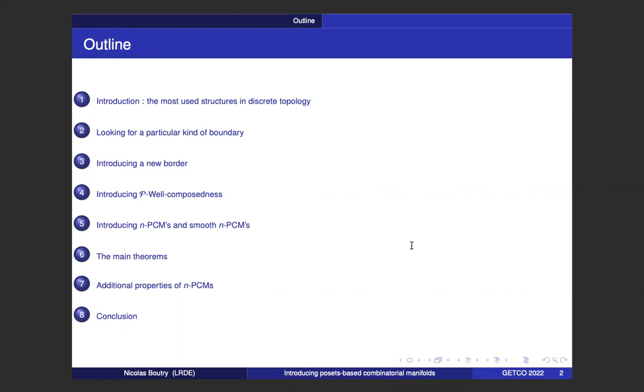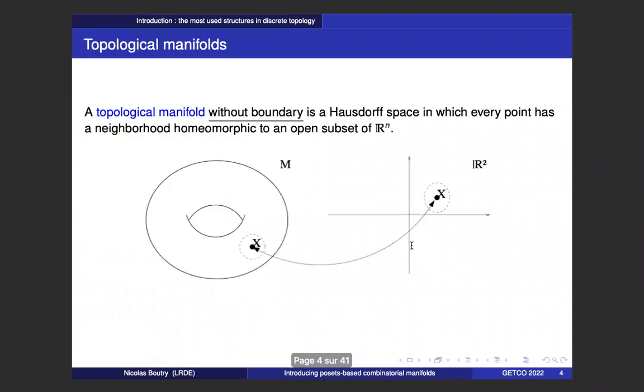After that, I will speak about what I call n-PCMs and smooth n-PCMs, which are more constrained. Then I will see the main theorems that follow from these definitions of PCMs. And then we will see that we have additional properties of PCMs when we use the join operator. And I will conclude. So let's start with very usual structures that we know in topology.